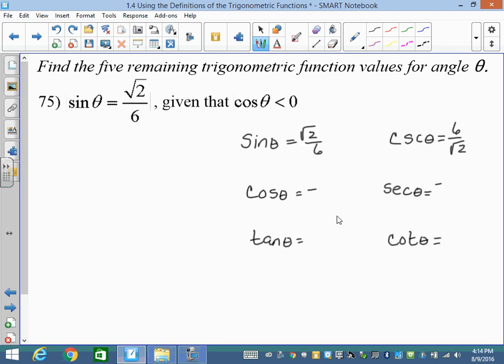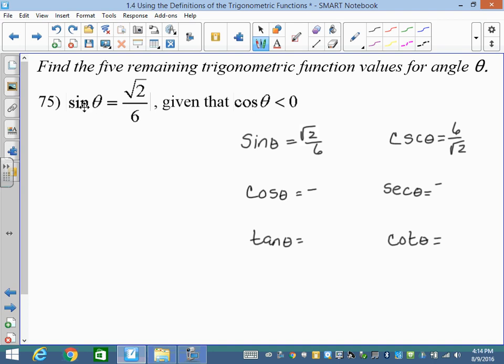Now here's the question for you. We have sine and cosecant, which are both positive, cosine and secant, which are both negative. You know tangent and cotangent are going to carry the same sign. Are they positive or negative? I'm going to give you time to think before I tell you that answer.